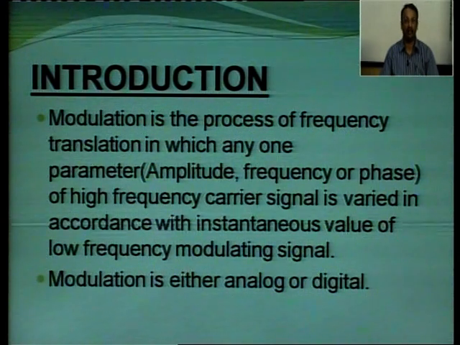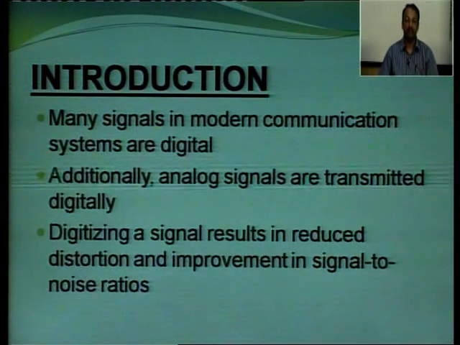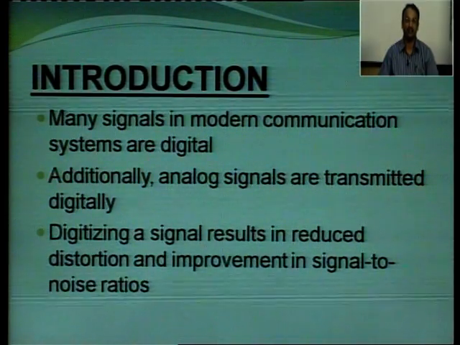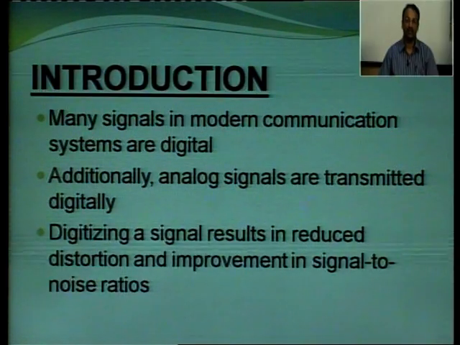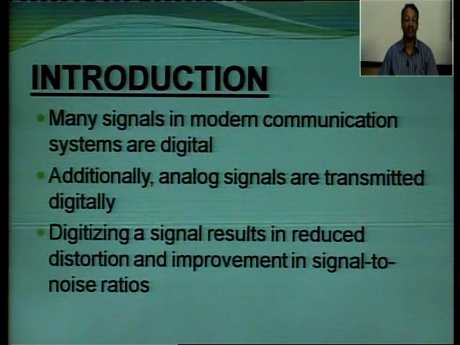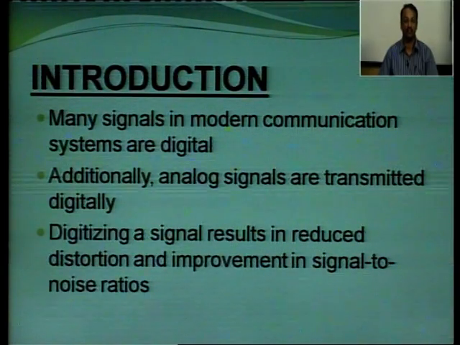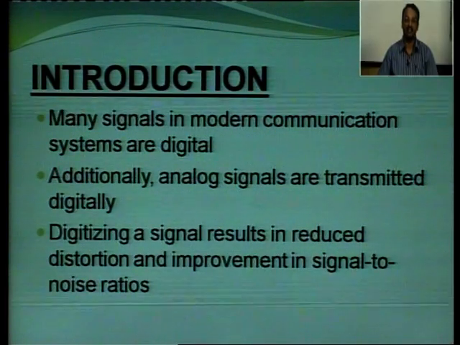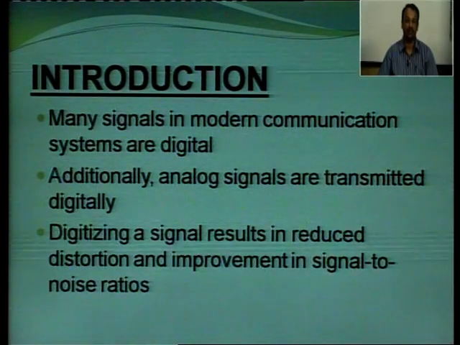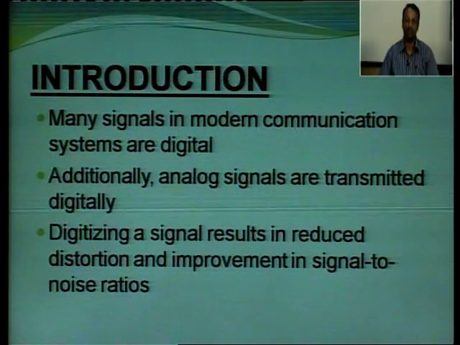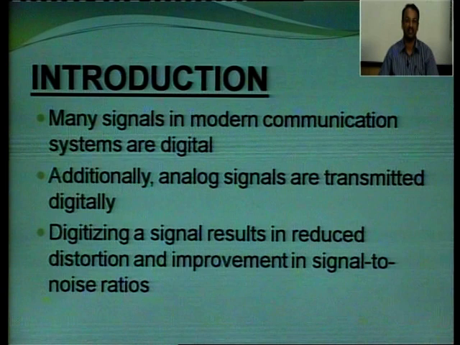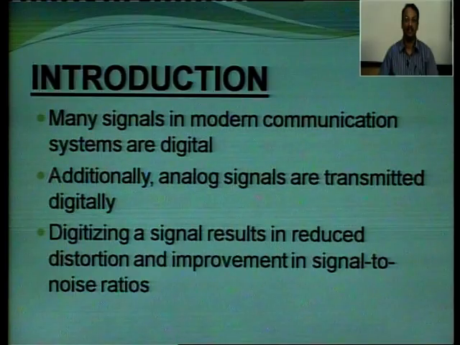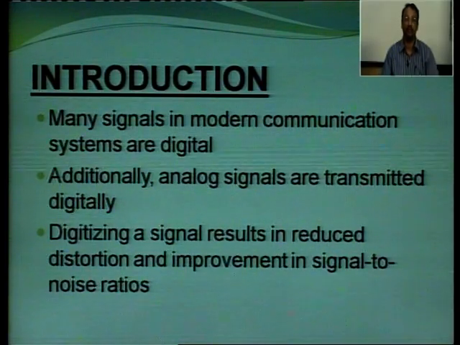Modulation is either analog or digital. Many signals in modern communication systems are digital. Digital systems are preferred as compared to analog. Additionally, analog signals are transmitted digitally, so analog signals are converted into digital signals for transmission. Digitizing a signal results in reduced distortion and improvement in signal to noise ratios. So there are some advantages of digital signals as compared to analog. For example, it reduces distortion in the signal as well as it improves signal to noise ratio.